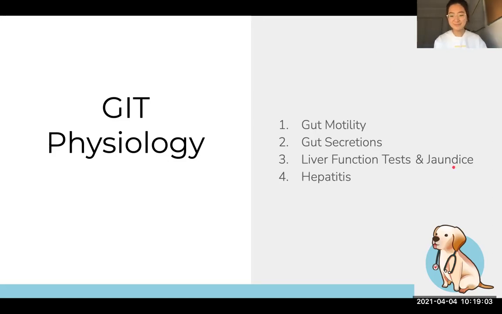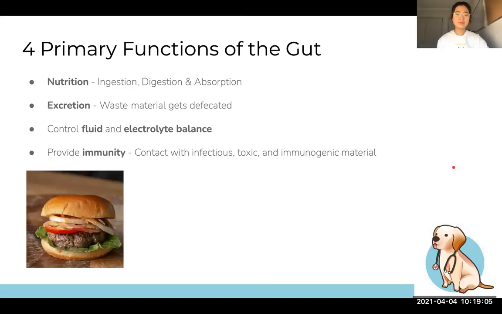Anyways, let's get started. So basically the gut, we've got four primary functions. First of all, nutrition. Everyone knows you need to eat, and your gut is responsible for basically absorbing all of these nutrients. Then we've got excretion. Everything you eat gets defecated. Well, most stuff you eat gets defecated. Then your GIT also controls your fluid and electrolyte balance. It also provides immunity, because your gastrointestinal tract is pretty much a direct connection to the outside world. So if you don't have the defense mechanisms necessary, you are going to be getting very sick. So these are the four primary functions of the gut.